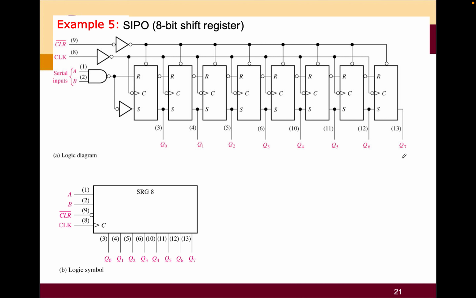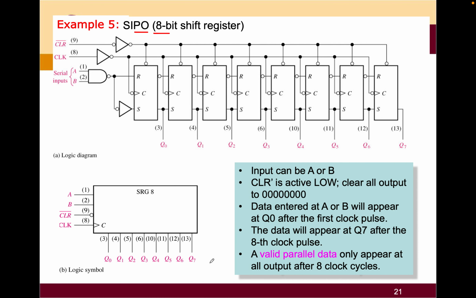Please try to generate your own table. So there is another example here, but this time it's 8 bits. Because it's 8 bits, you're going to have 8 flip-flops altogether, isn't it? And parallel out, so it's going to look like this. And what will happen? Input can be A or B. You're going to have input whether A or B, which is the serial in input.